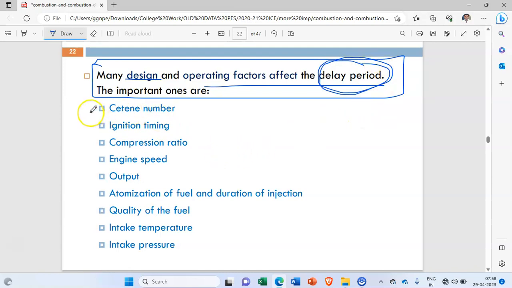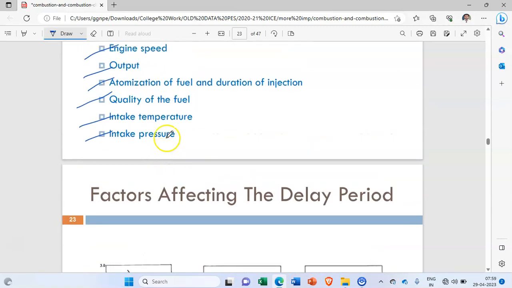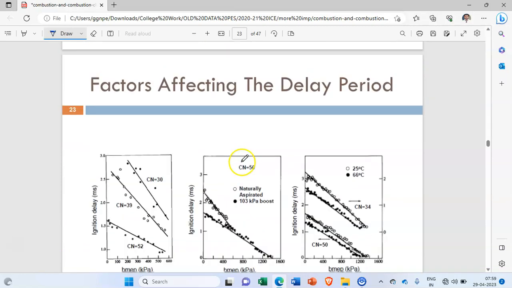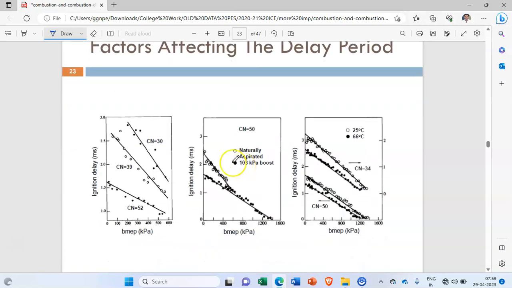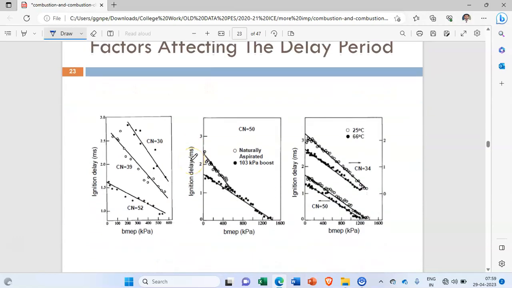Okay, remember this. So first is Cetane number, ignition timing, compression ratio, engine speed, output, atomization of the fuel and duration of the injection, quality of the fuel used, intake temperature and intake pressure. Okay, so these are the different factors that will affect this ignition delay period. Okay, remember this.